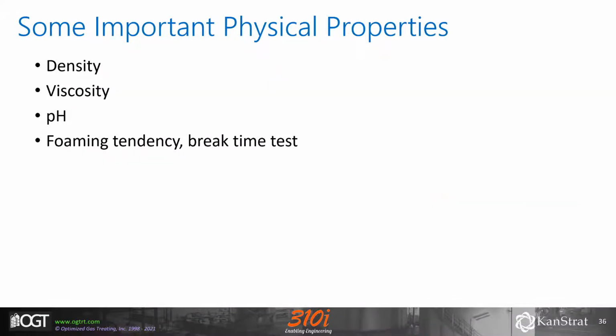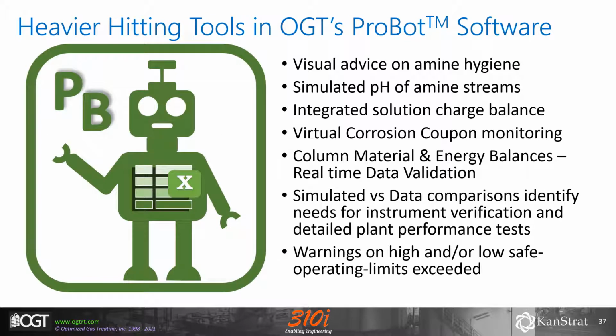Some other important physical properties. We talked about the foaming tendency and pH already, but viscosity and density can help tell you what's in solution. The simulator can be used to check the measurements in the lab, and when they are not in agreement, you may not have everything characterized in your amine analysis.